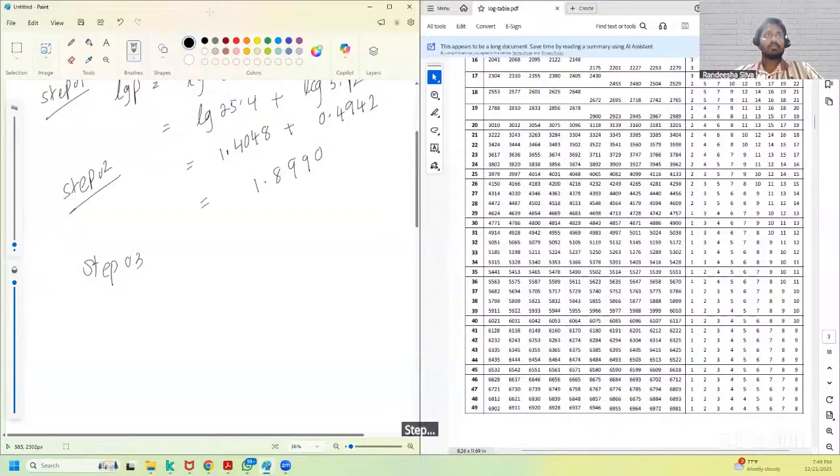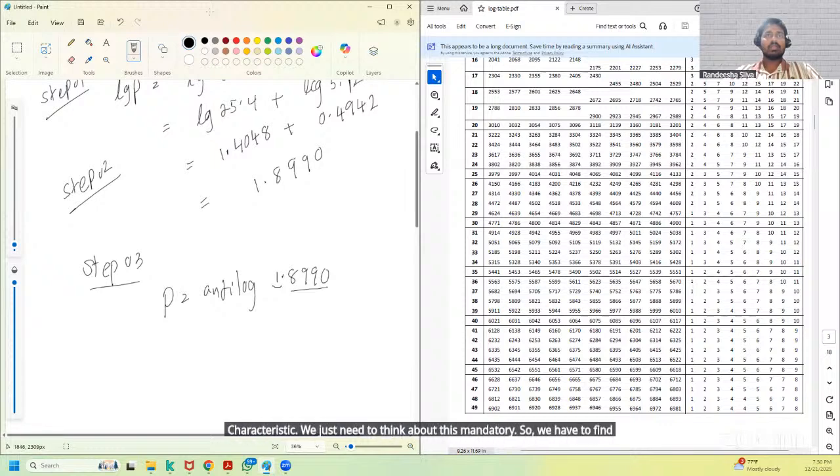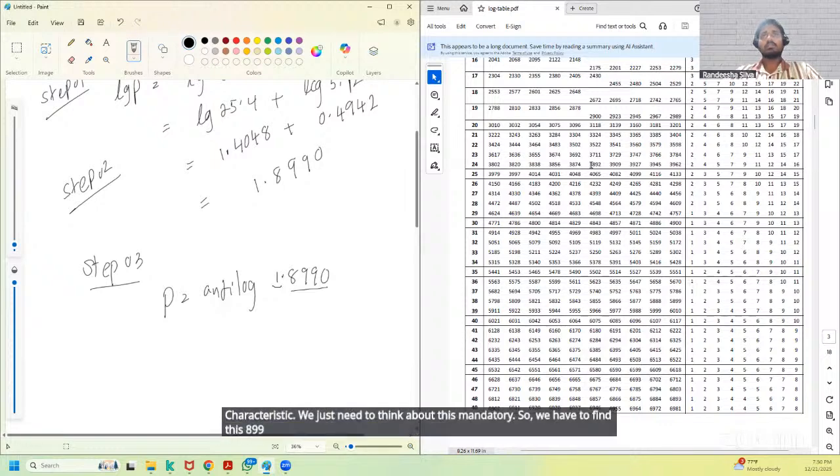Okay, so the final step is we have to take step 3, the antilog of P. So P should be equal to antilog 1.8990. Then what is the thing we are doing? We have to forget about this characteristic. We just need to think about this mantissa. So we have to find this 8990 on this logarithm table.